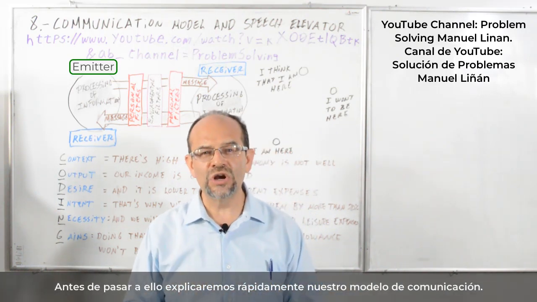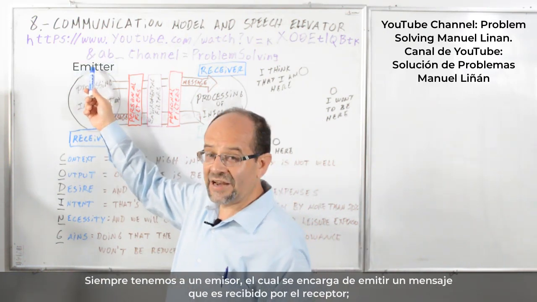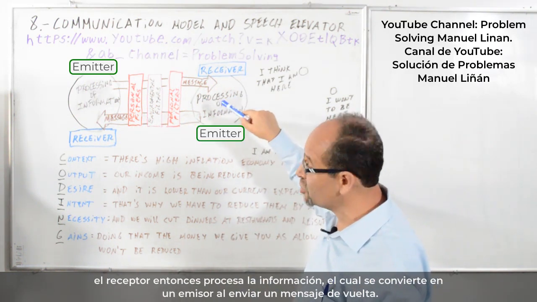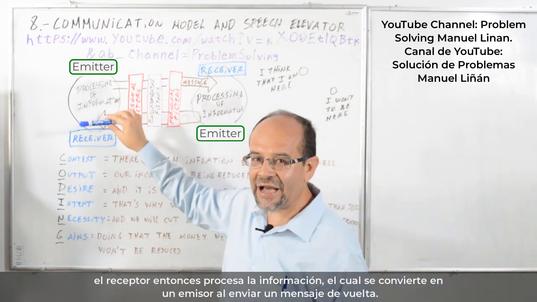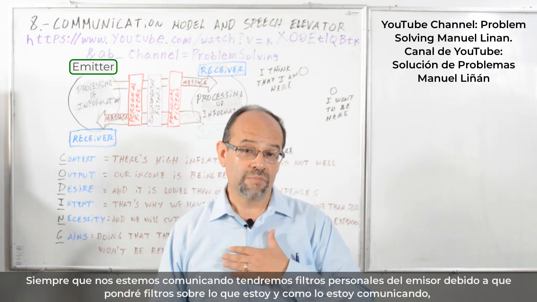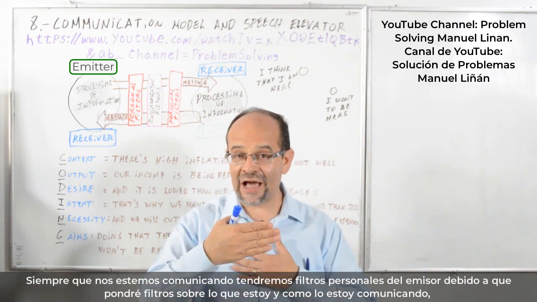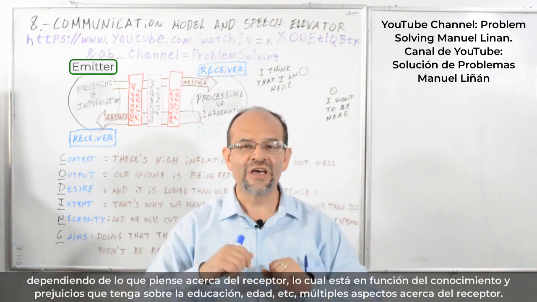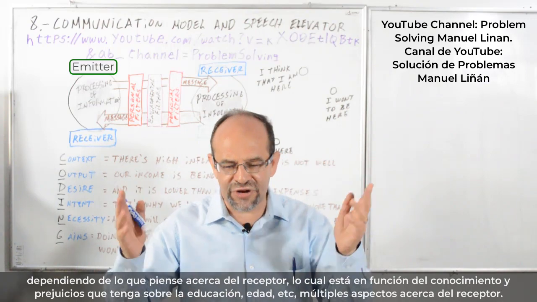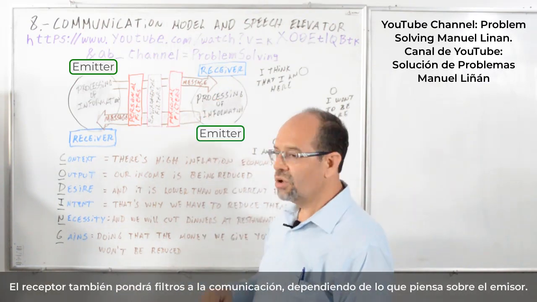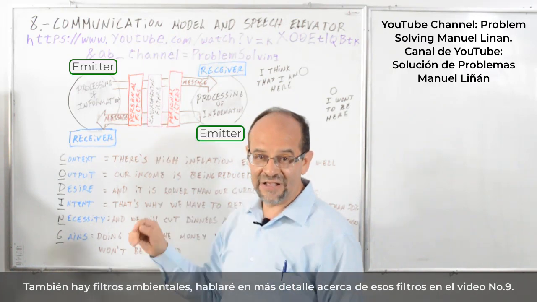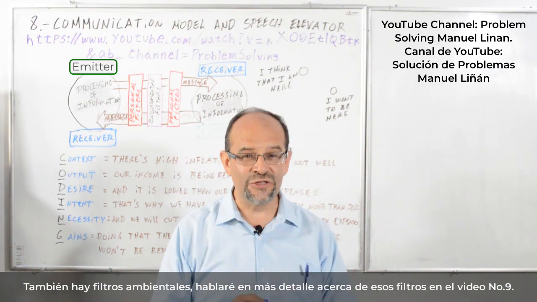Before going there, very quickly I will explain our communication model. Always we are having an emitter who emits a message which is received by the receiver. The receiver processes the information and becomes now an emitter which sends back a message. Always when we are communicating, we are having personal filters of the emitter, because I put filters to what I am communicating and how I am communicating, depending on what I think about the receiver, depending on my idea about the education, the age, the different aspects of the receiver. The receiver also puts filters to the communication depending on what I think about the emitter. And also there are environmental filters. I'll be talking in more detail about those filters in video number 9.